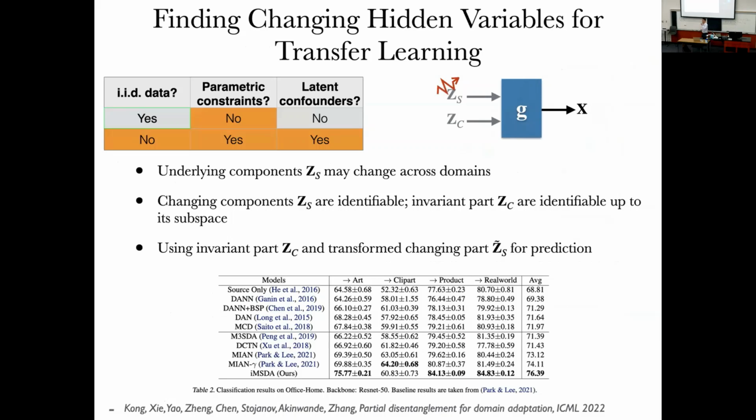In many cases, not all those underlying factors change. Think of images in different domains. If you take images in the morning, at noon, and in the afternoon, you can see they still share a lot of information. You cannot assume that all the underlying independent factors change. So here, you just allow a small number of underlying factors to change. Now we show the following: all those changing components are completely identifiable up to some kind of component-wise transformation. Furthermore, the invariant part can be recovered up to some kind of subspace. This is very good.